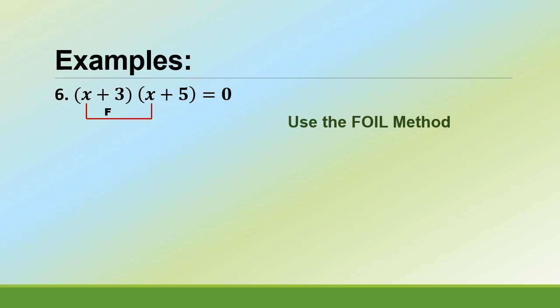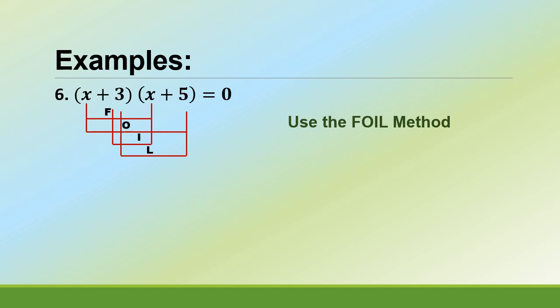So, sino naman si O? Okay. So, si O, yung dalawang nasa labas, si X at si 5. So, X times 5 siya. Okay? Sino naman si I dito? So, I is 3 times X. Yung dalawa namang na nasa loob. At yung last term ay yung dalawang last terms dun sa binomial. So, si 3 at saka si 5.